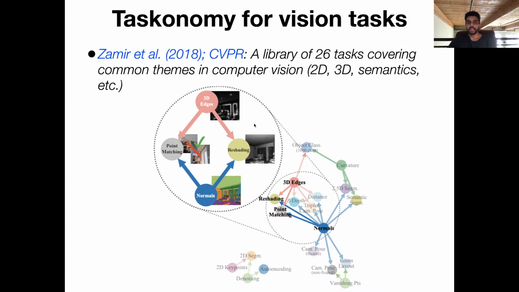Okay, so in this paper, they had 26 different computer vision tasks, and these were roughly in different classes, like 2D modeling versus 3D modeling, focusing on segmentation, etc. And they were able to discover these kinds of task relationships.